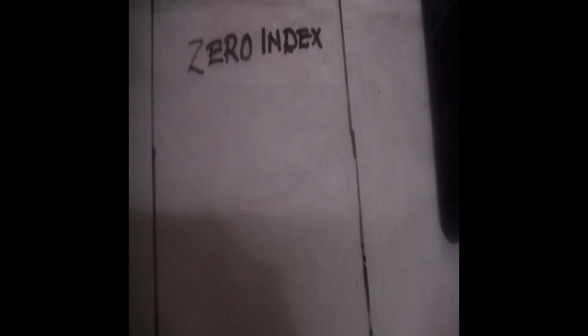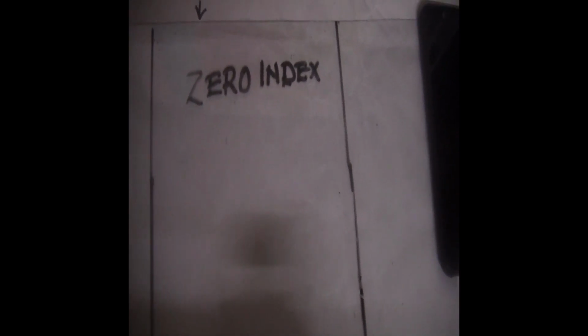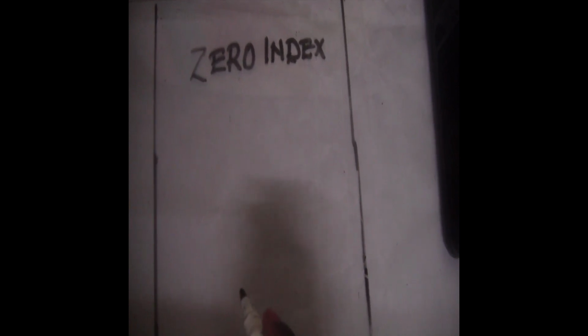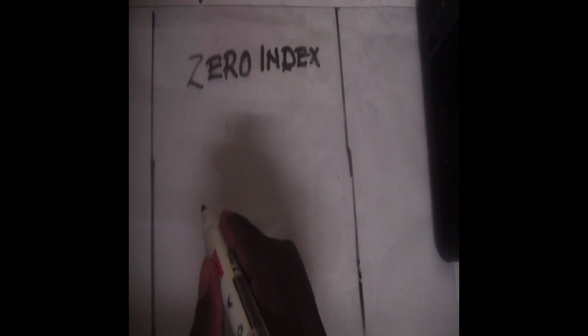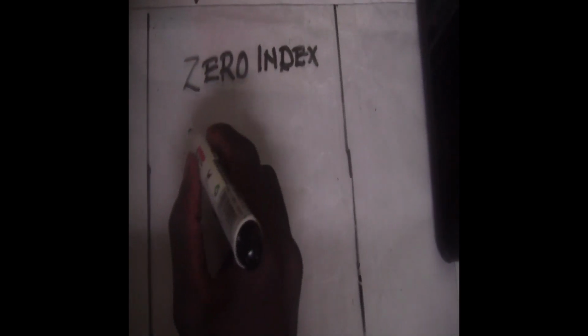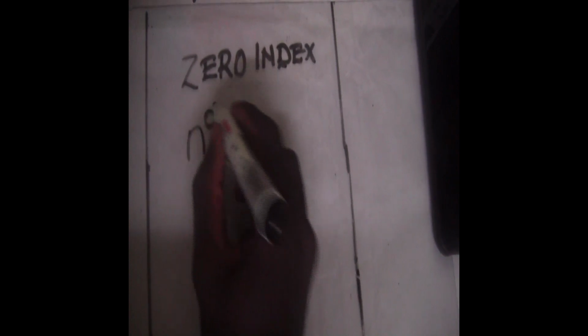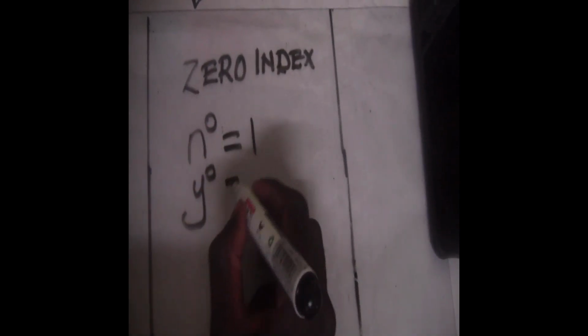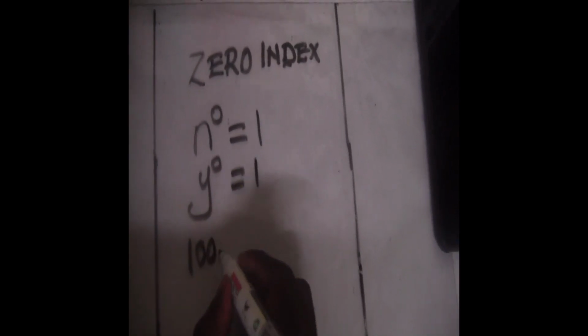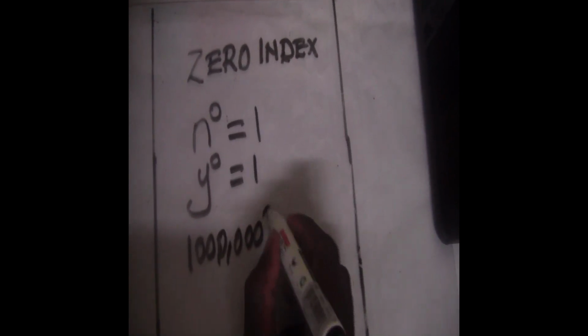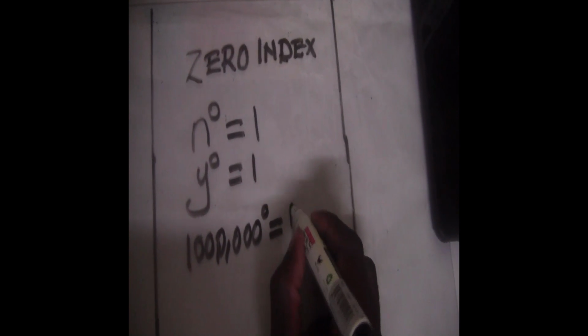The zero index. It's very simple for the zero index rule. Any number raised to power 0 is 1. N raised to power 0, you'll get 1. Y raised to power 0, you get 1. 1 million raised to power 0 is equal to 1.